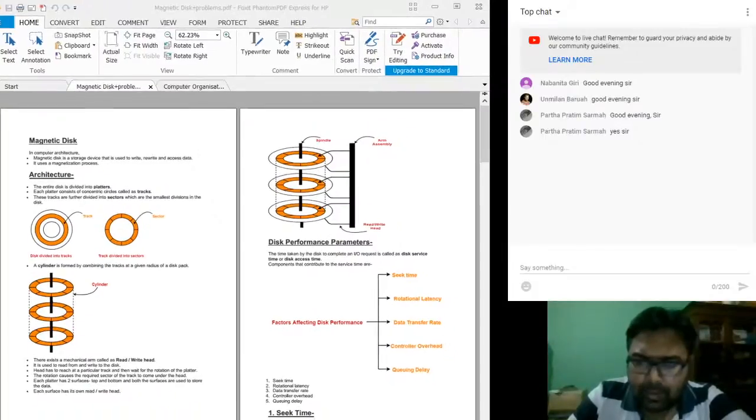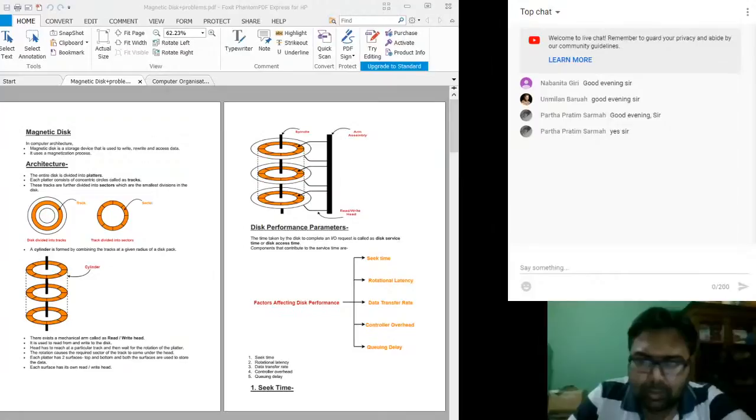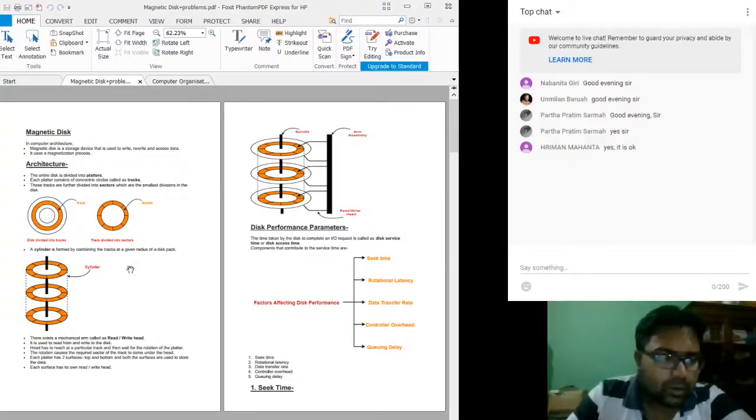So we will see some of the basic problems relating to your magnetic disk. This is the basic structure of a magnetic disk. I hope all of you are aware of it because we have seen it in the books. So first there are platters, right? This platter sometimes is also referred to as cylinder. Now each disk is divided into tracks, and each track is again divided into sectors. So I hope this is okay.